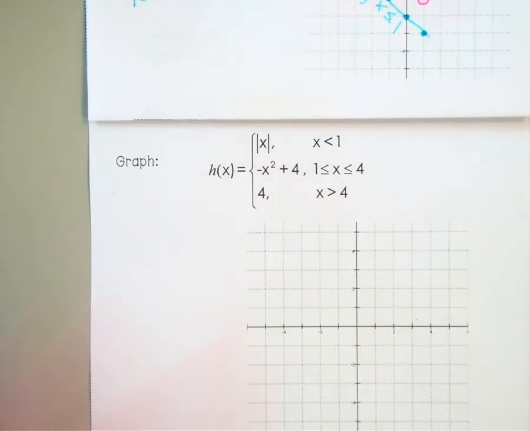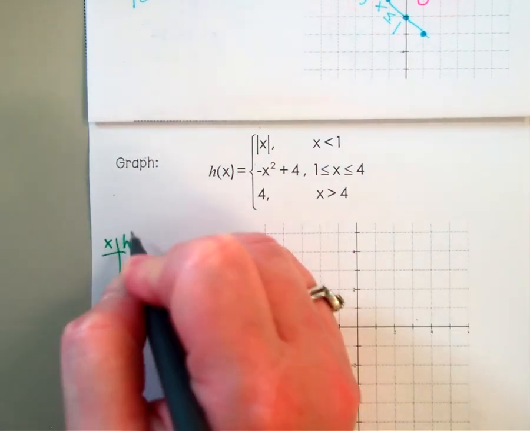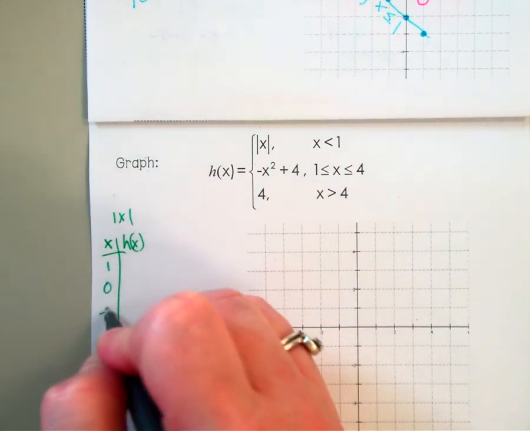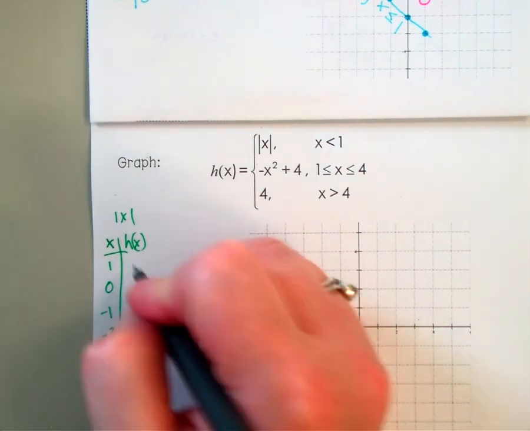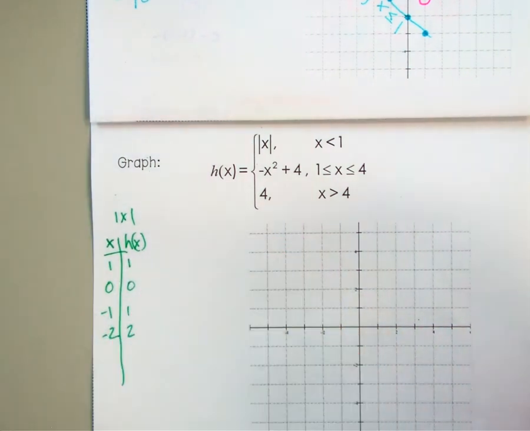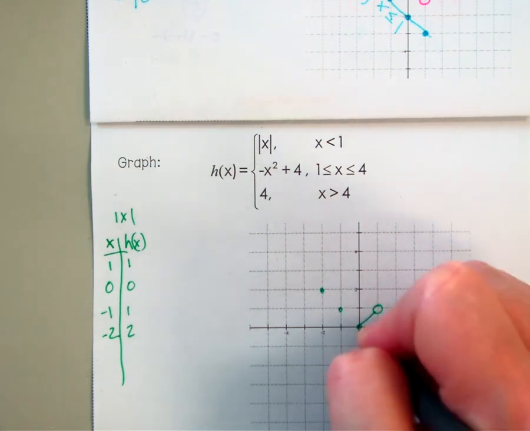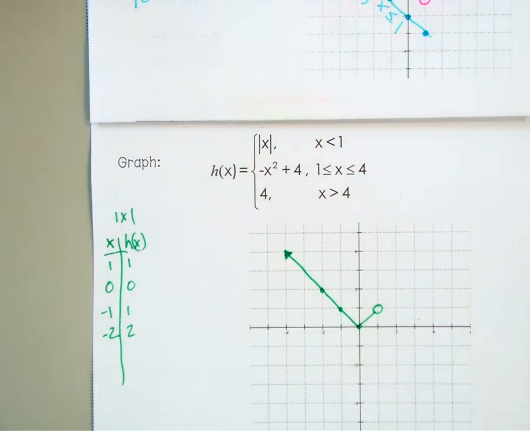Let's try one more. This one's got 3 pieces. We got an absolute value, we got a quad, and we got a constant in there. I'm going to start with my absolute value of x. So again, I know it says x is less than 1. I'm still going to use 1 in my table to get me my open circle point. So these are absolute values. That means I turn them positive. Plot my points with an arrow because that is going to keep going to negative infinity and beyond.